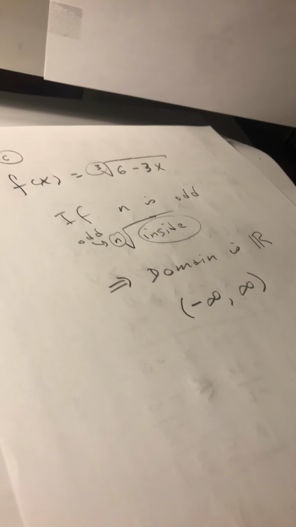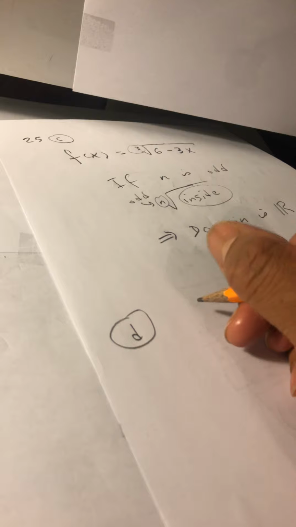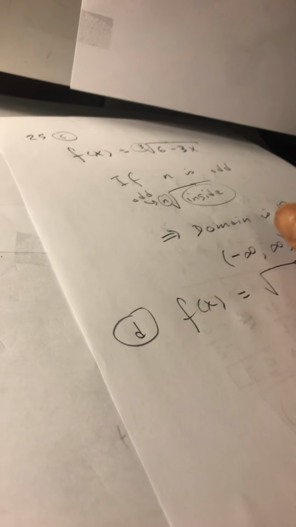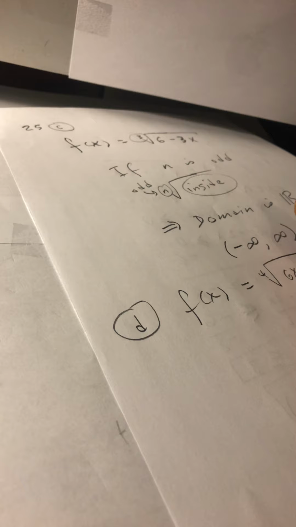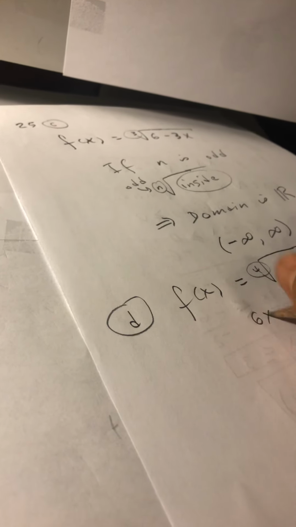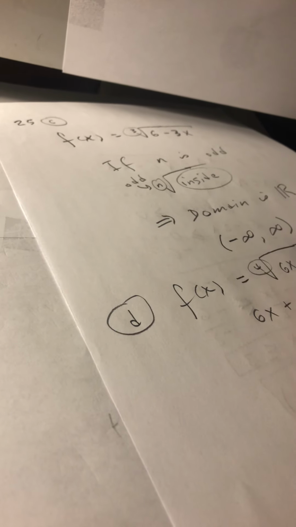Cool. So all right, let's just do part D. So we're just going to be a little longer. Part D, so I have f of x is equal to the 4th root of 6x plus 3. All right, and so this is even. So that means if it's even, you want 6x plus 3 to be greater than or equal to 0.